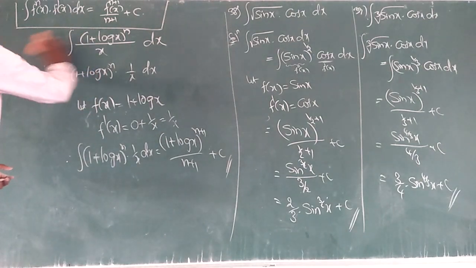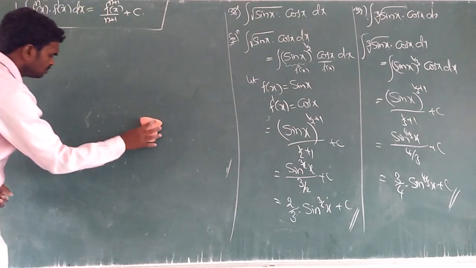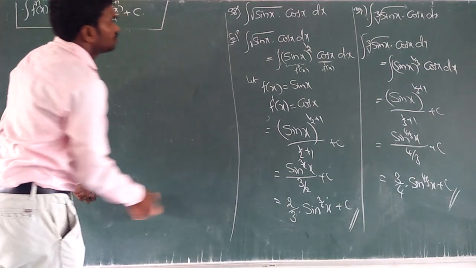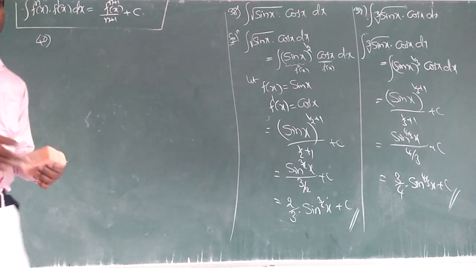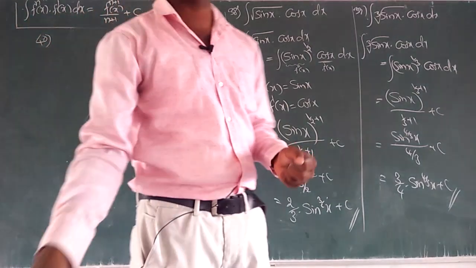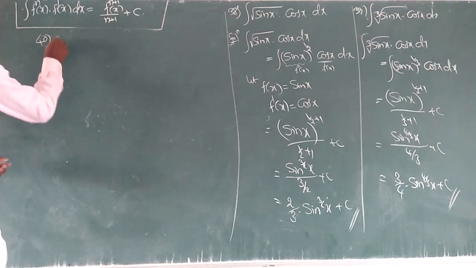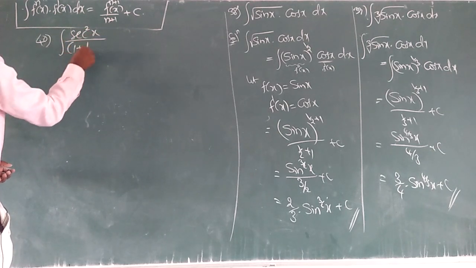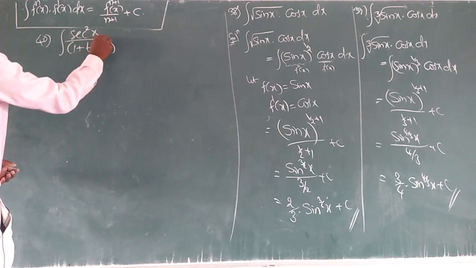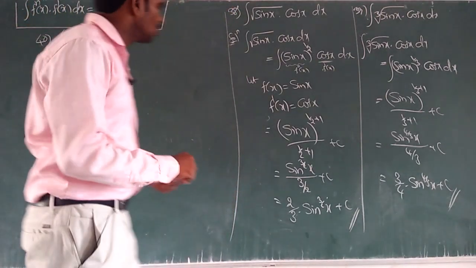Yes, next one. Each and every problem is based on this formula. Simply we should identify which one is the function and which one is the derivative. That's enough. So next one: integration of secant square x by (1 plus tan x) whole cube dx.